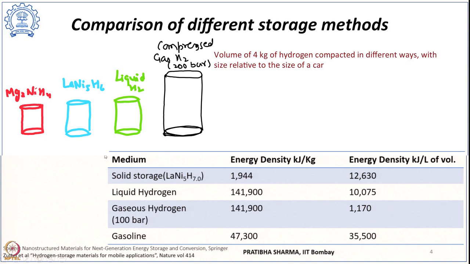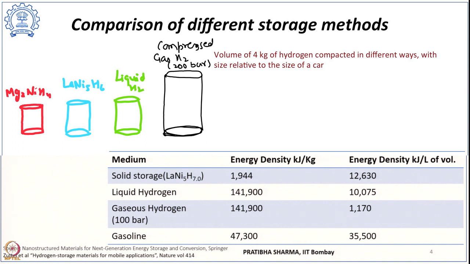A paper reported in Nature is a very good comparison, which shows how the size of the tank will vary if we have to store hydrogen in different ways, whether in liquid state, solid state or gaseous state. Let us say we want to store 4 kg of hydrogen for a vehicle which has to be driven for 400 kilometers. If we store hydrogen in a compressed form at 200 bar, the tank will look something like this. If however we liquefy hydrogen, then this will be the tank size. However, if we store in the form of metal hydride, that will reduce even further, so on a volume basis it is reduced further.